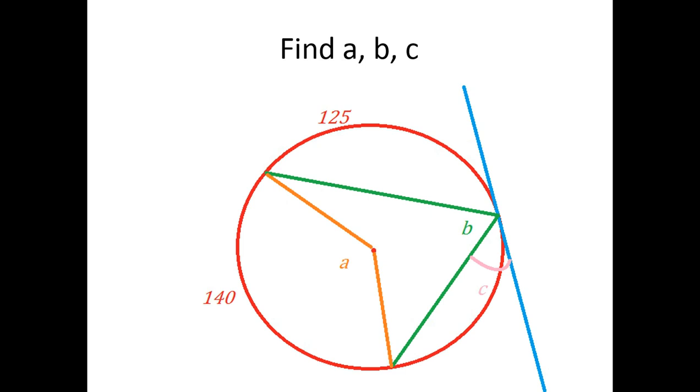So, quick review with this. We've got A, B, and C. Take a second to remember: the blue line there is a tangent line, B is an inscribed angle, and A is a central angle. So take a second, find A, B, and C.